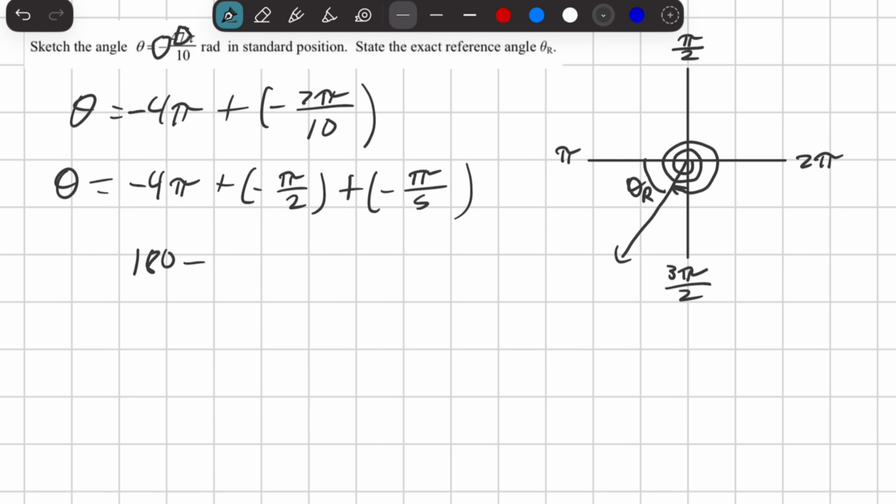Take away, and you don't want to take away the negative 4 pi because that's just unnecessary. We can literally just take away these two. So if you add those together, you want to times this one by 5 and this one by 2. So you're going to get 5 pi plus 2 pi, so you're going to get 7 pi over 10, which is the same as here. And 7 pi over 10 is just going to be 18 times 7.